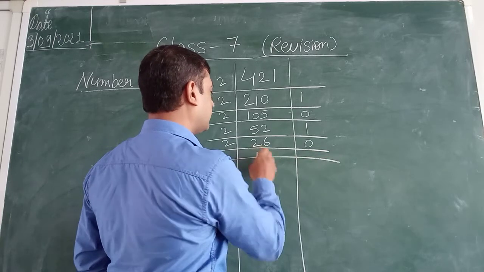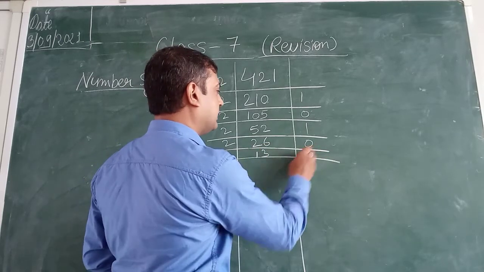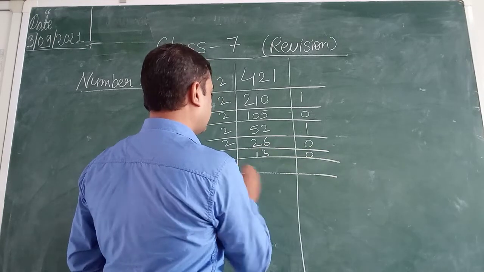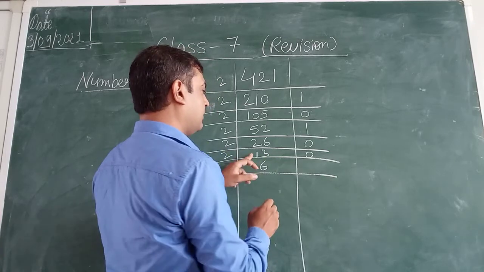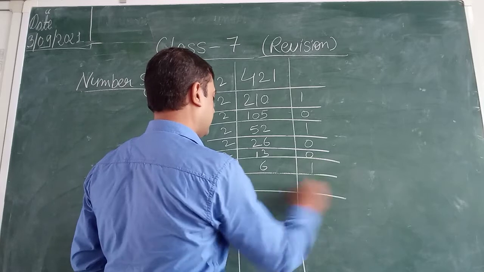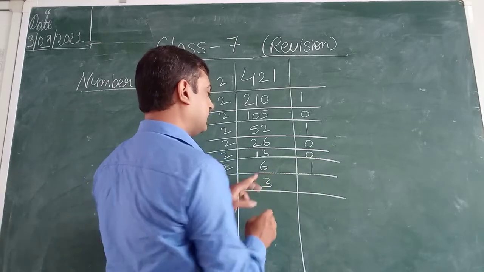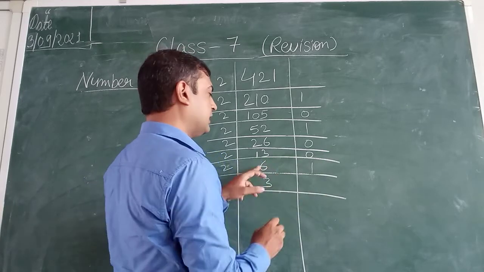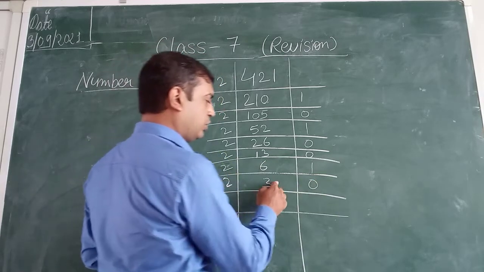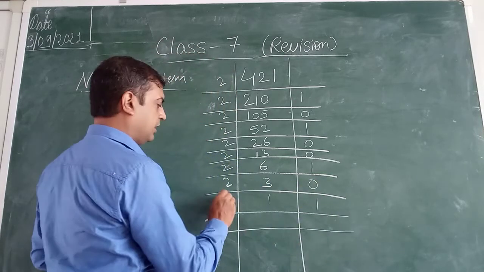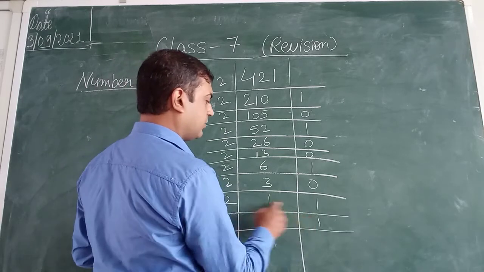2 1s are 2, 2 3s are 6. Remainder is 0. 2 6s are 12. Remainder 1. 2 3s are 6. 2 3s are 6. Remainder 0. 2 1s are 2. Remainder 1. 2 0s. This one will come.